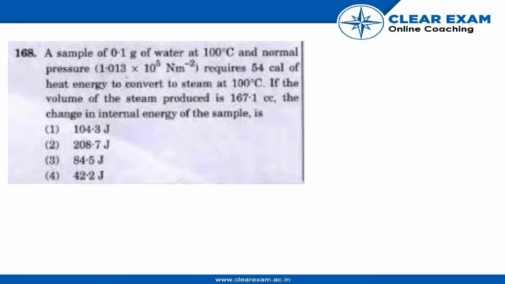So, today's question is, a sample of 0.1 gram of water at 100 degrees Celsius at a normal pressure of 1.013 × 10^5 Newton per square meter requires 54 cal of heat energy to convert to steam at 100 degrees Celsius. If the volume of the steam produced is 167.1 cc, then the change in internal energy of the sample is.